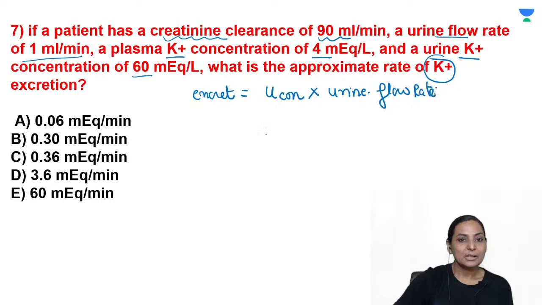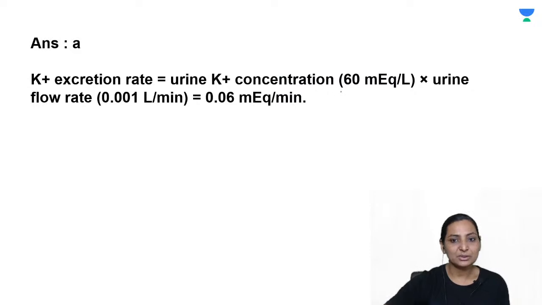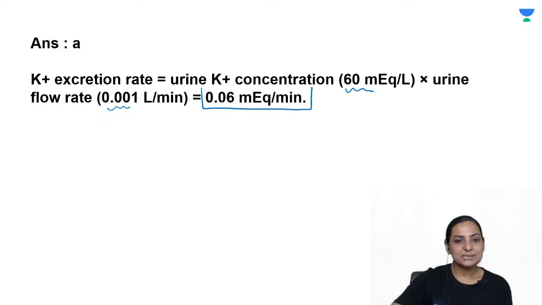Now again, here the creatinine clearance is given, but it is not required. It is just again a confounding or a complicating factor to misguide you, but it is not required, right? So the correct answer becomes A. So potassium excretion rate is, as I have told you, the potassium concentration which was given as 60 milliequivalents per liter into the urine flow rate which is given as 0.001 liters per minute. Therefore, the potassium excretion rate comes to 0.06 milliequivalents per liter.